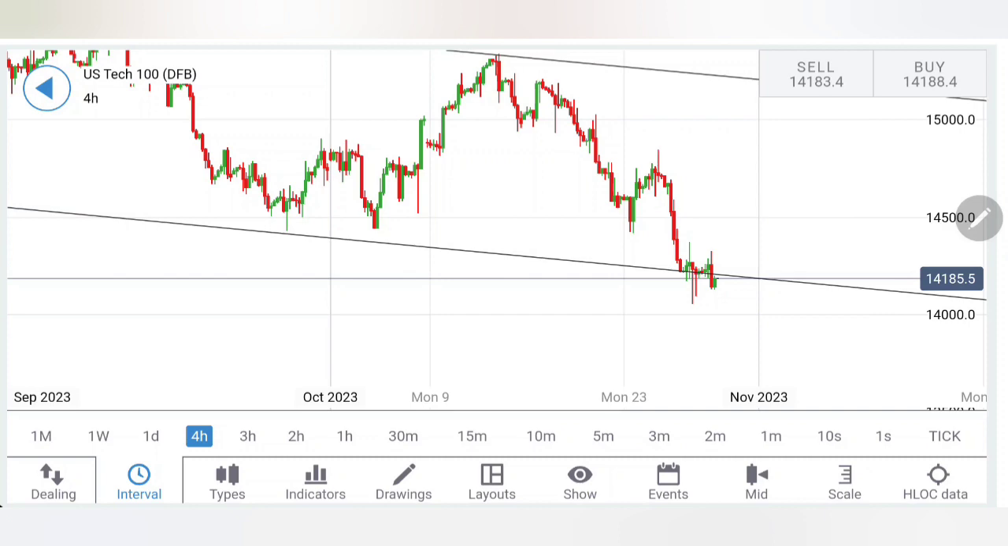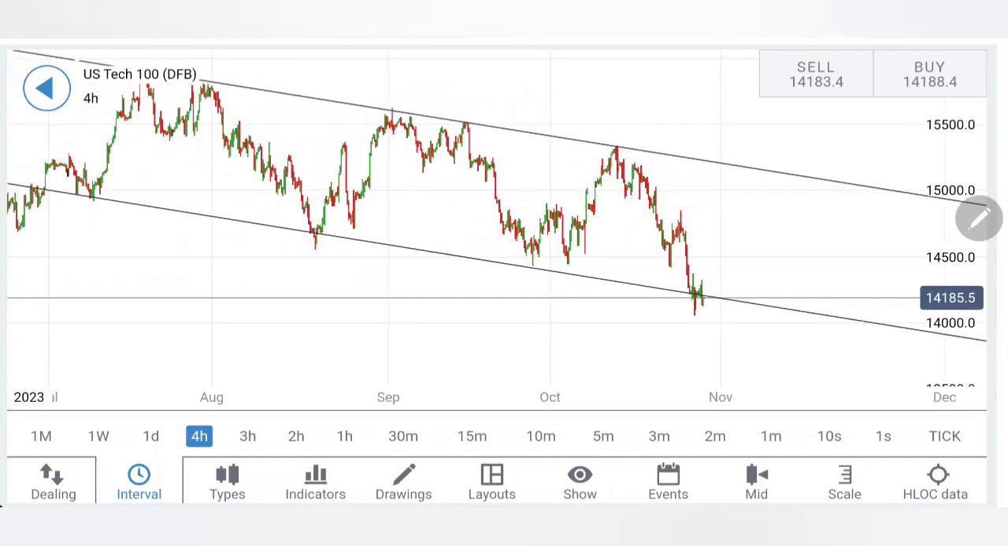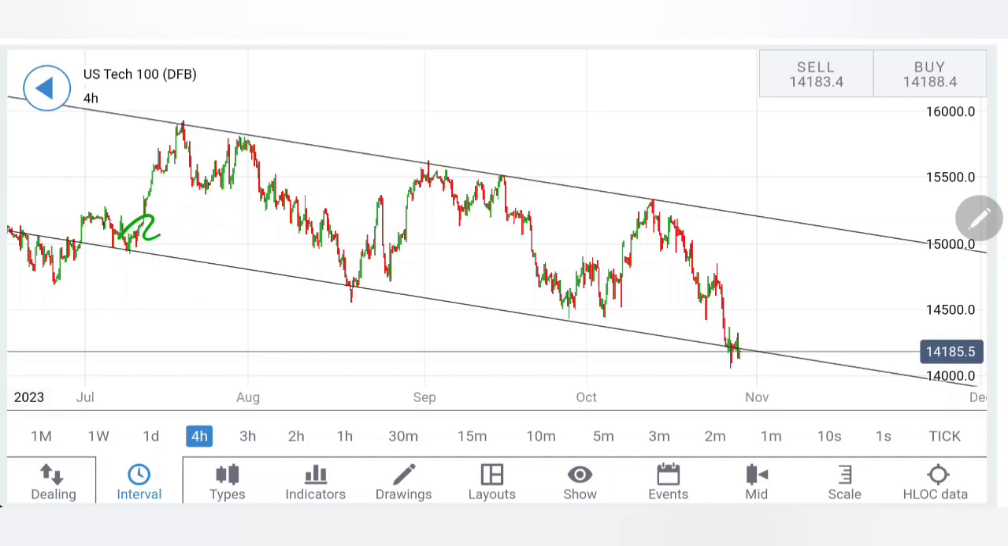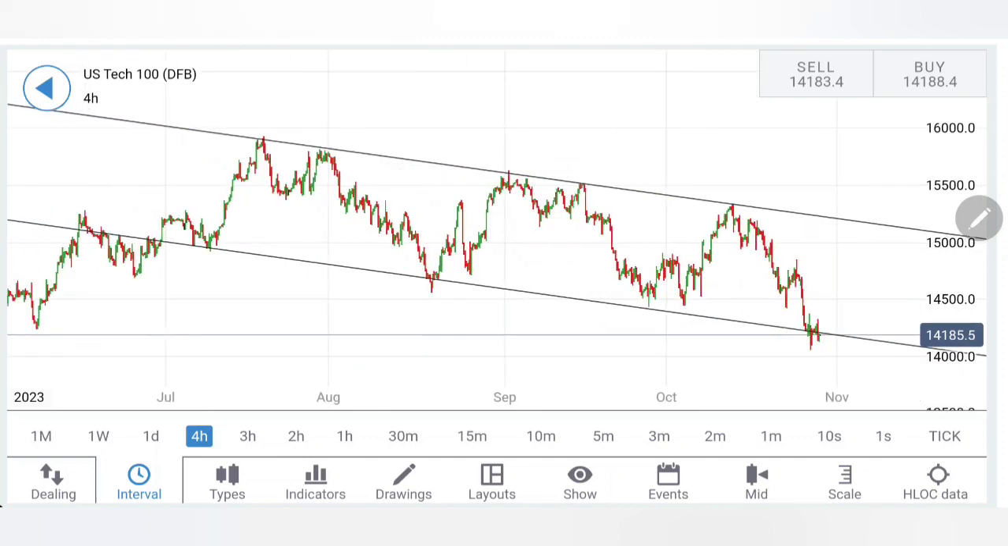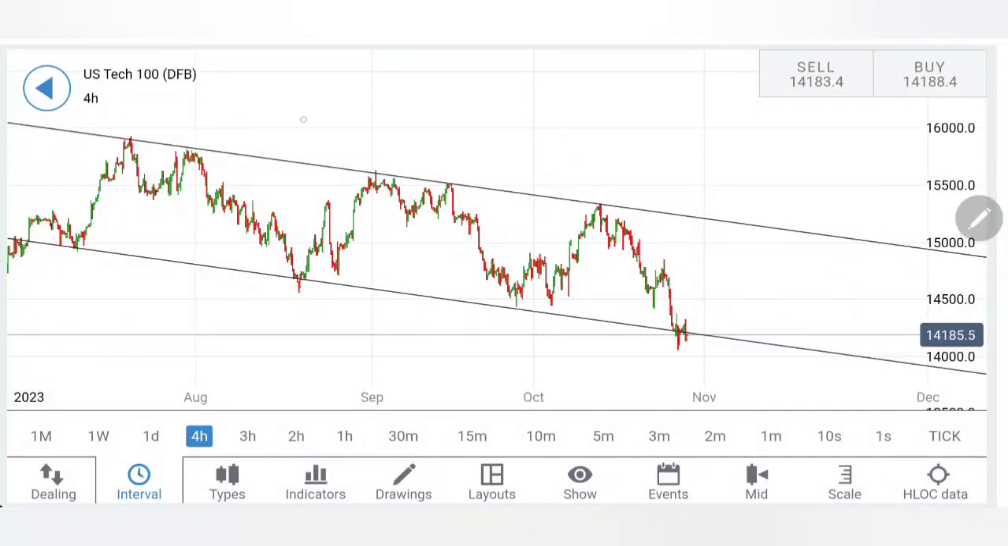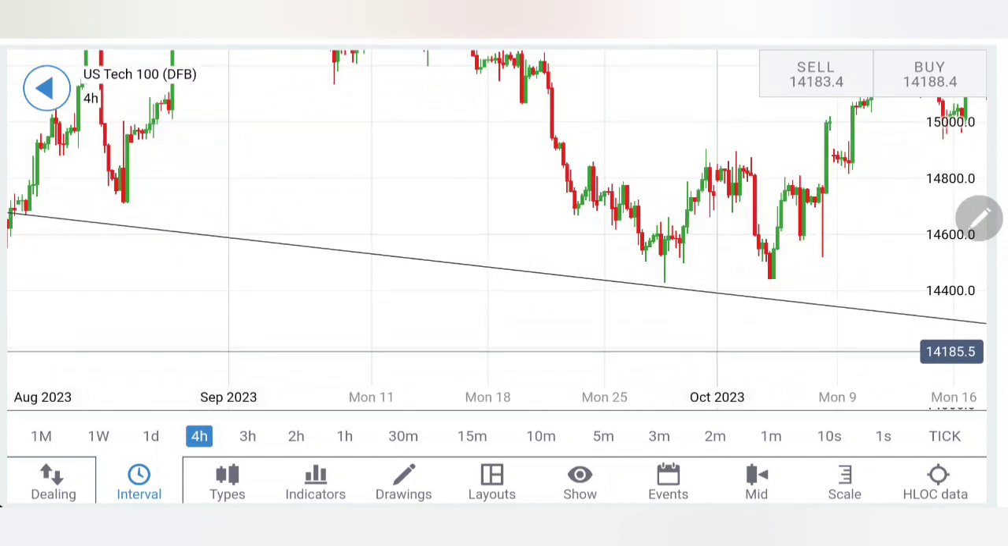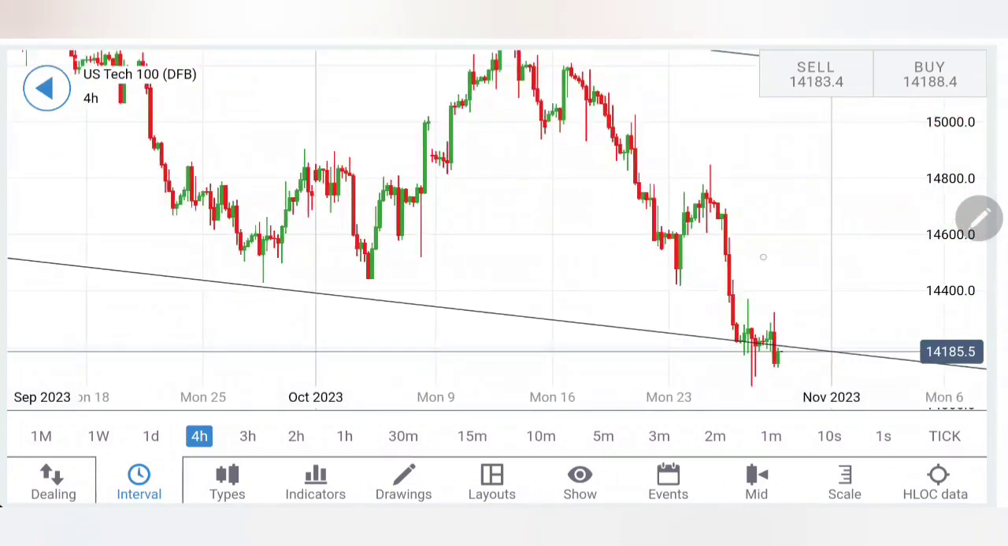With that, let's start. First, let's understand where this line is coming from. See, this is the channel in which Tech 100 has been trading since almost a couple of months now. Beautifully it is respecting this, and this is only the second time the prices are closing below this zone. So yes, this is a bearish indication.